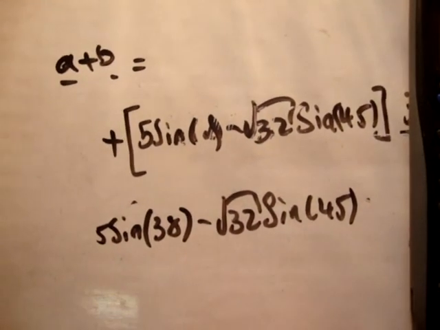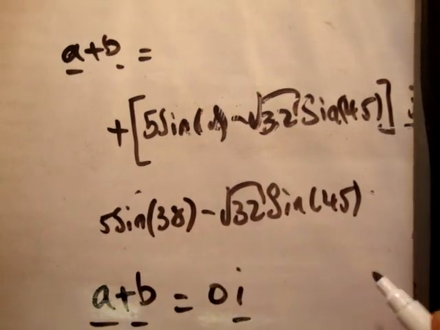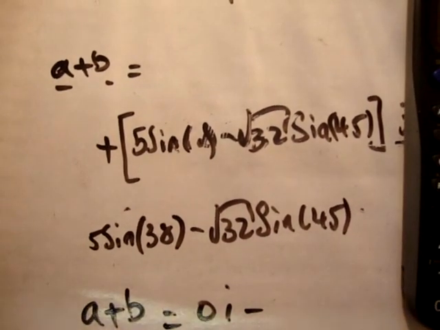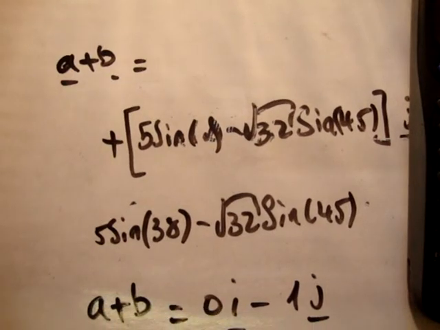So a plus b is 0 i hat, minus 0.9, approximately minus 1 j hat. And we look at the back of the book and find that it's minus j hat, which is exactly what we have. And that's how you do that question.